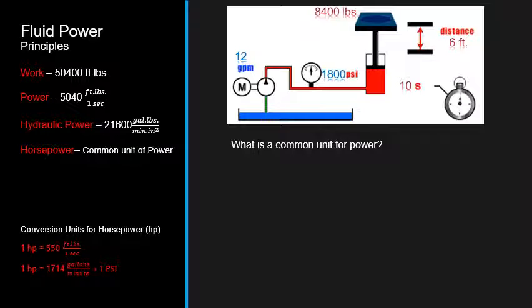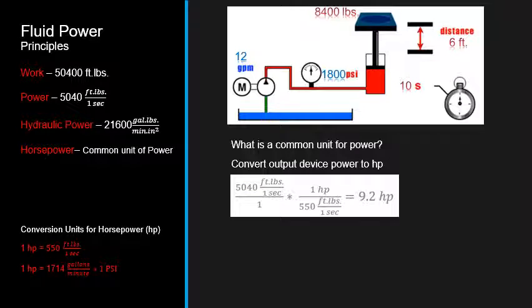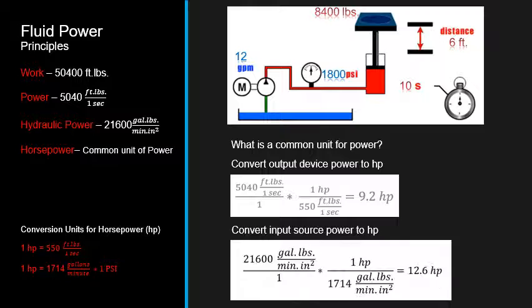First, 1 horsepower is equal to 550 foot-pounds per second. And then for the hydraulic power, we have 1 horsepower is 1,714 gallons per minute psi. So let's do the output device first. So here's the equation for the power output converted to horsepower, and we find that we have 9.2 horsepower in the output. And then we convert the input, or hydraulic power, and use this equation with that conversion factor, and we find that we have 12.6 horsepower.